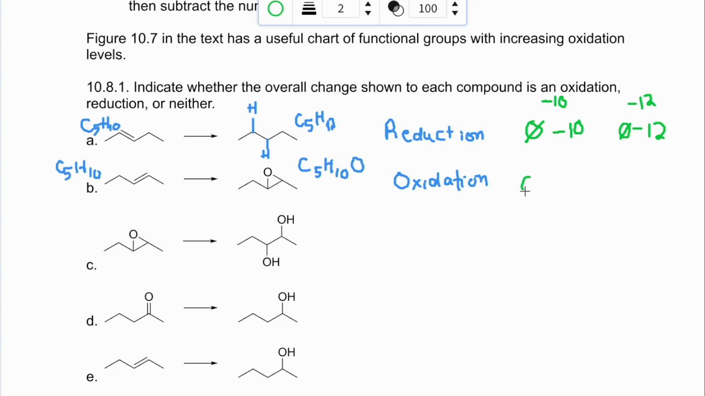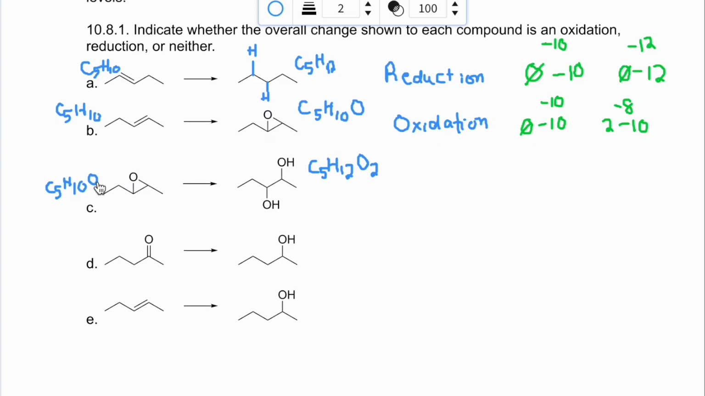Over here, the starting material has 0 oxygen bonds, 10 hydrogen bonds, so we have a -10 for the starting material. Here we have 2 carbon-oxygen bonds, -10, so that gives us a -8. So we've gone from -10 to -8 in the oxidation number, which is going up, and so we've increased the oxidation number, so this is an oxidation. If you like to do this kind of bookkeeping, you can do that as well. Let's go ahead and do the bookkeeping for this one also.